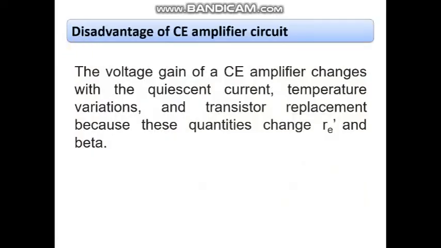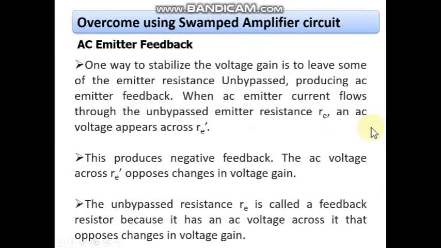The disadvantage of CE amplifier circuit. The voltage gain of CE amplifier changes with the quiescent current, the temperature variation and transistor replacement because these quantities change RE dash and beta. How can we overcome this using a swamped amplifier?